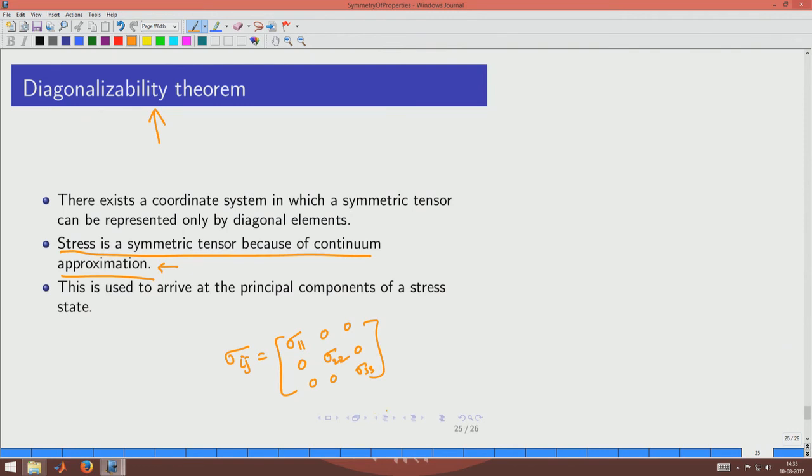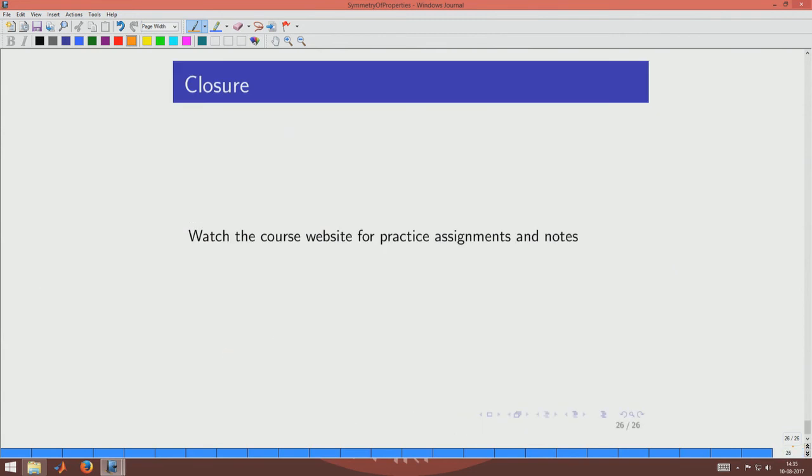So, these 2 theorems can be combined to help us in reducing the number of elements that we need whenever we are working with tensor quantities. We will have some homework and some proofs of some of the quantities that are not discussed in detail here, on the course website, and you can practice with the assignments to get these concepts internalized.